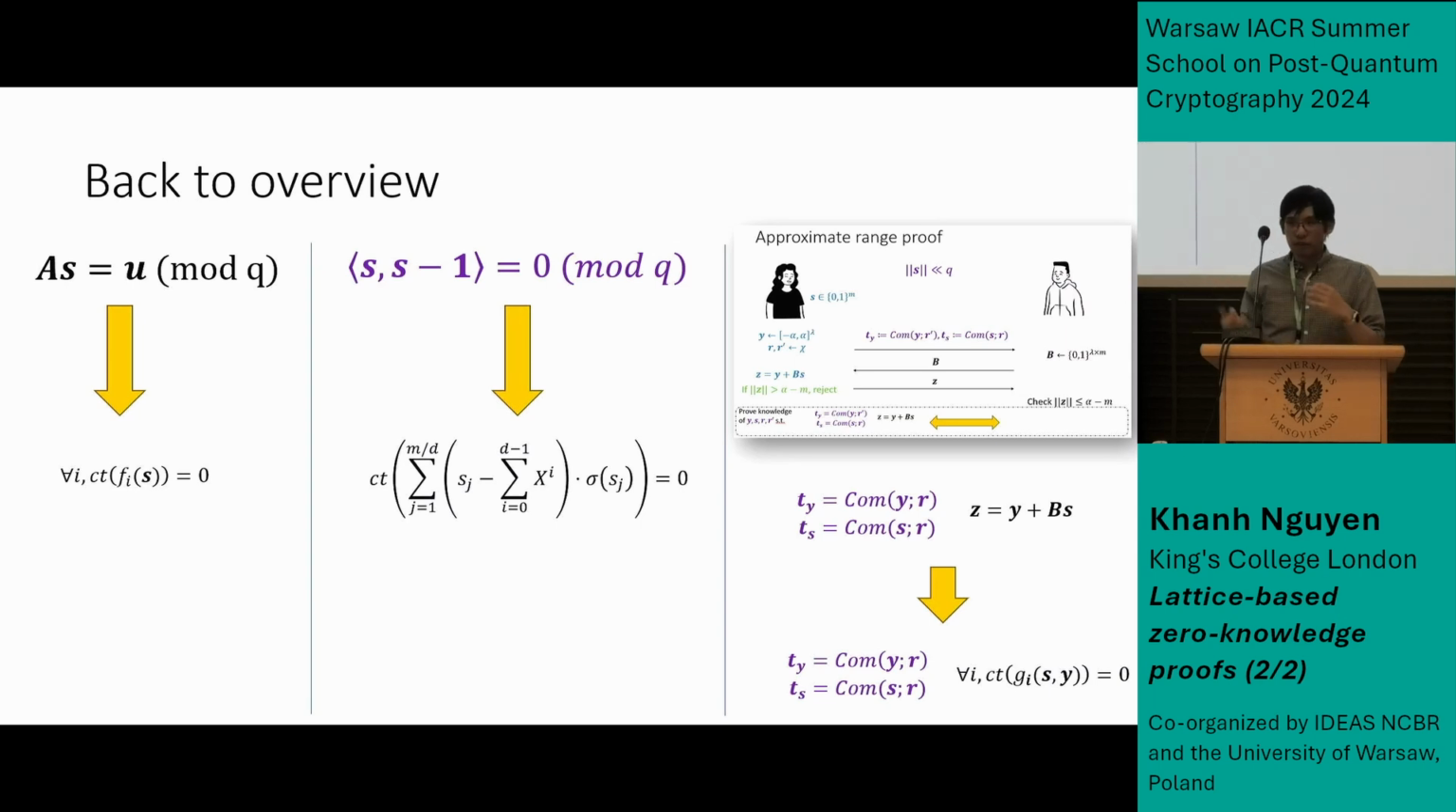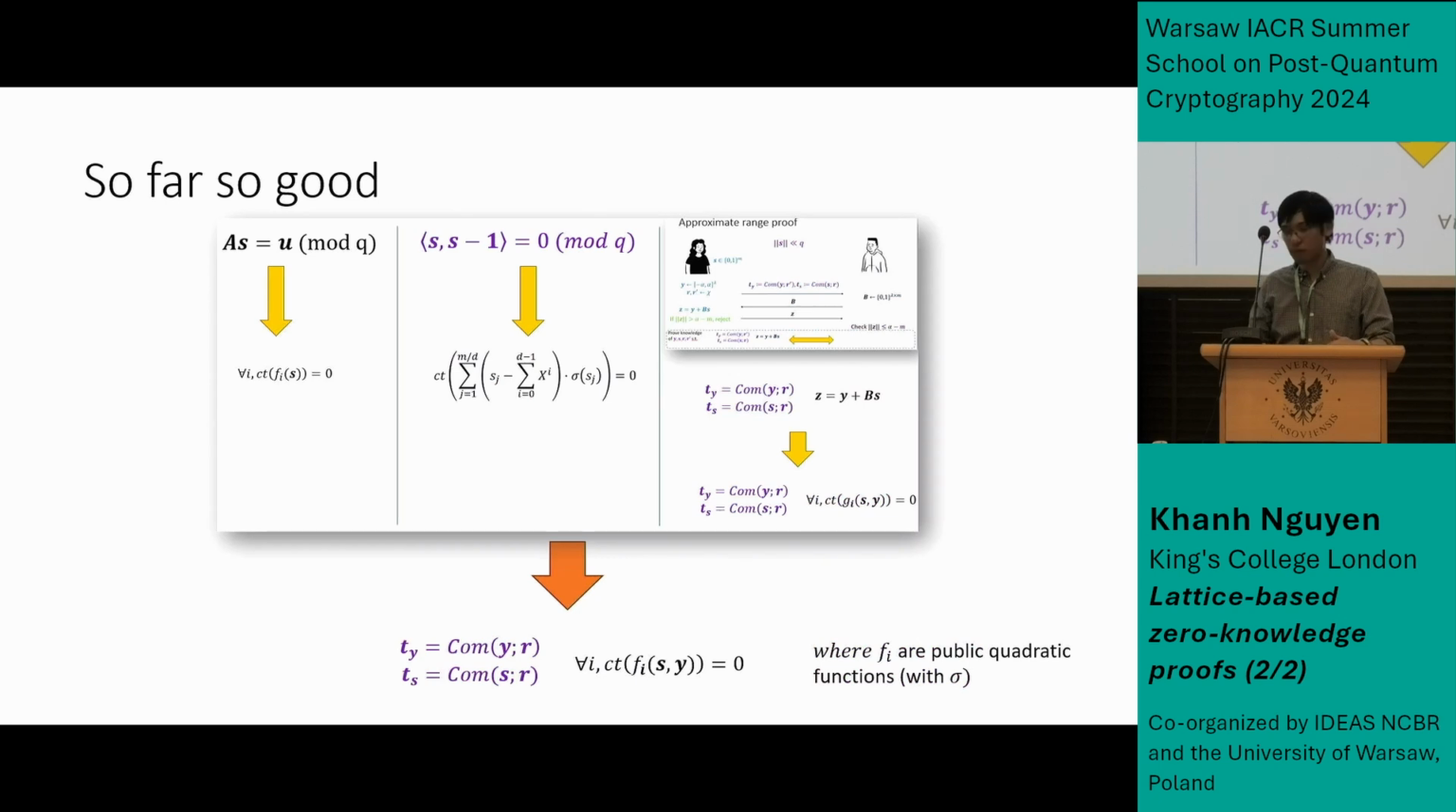So back to the overview. We had these things to prove, and now applying this lemma, everything boils down to proving certain equations over R_Q and proving that constant terms are 0, for example. The middle one is exactly that, and for the left and right, I just say there are some public functions f_i, g_i. So now we reduce it to proving that constant terms are, let's say, 0.